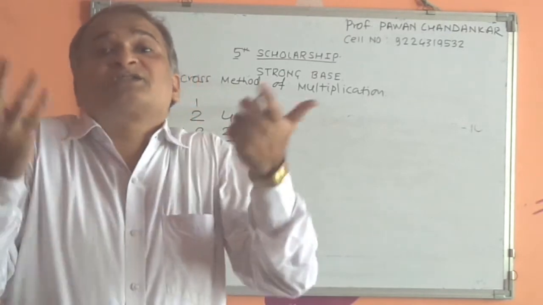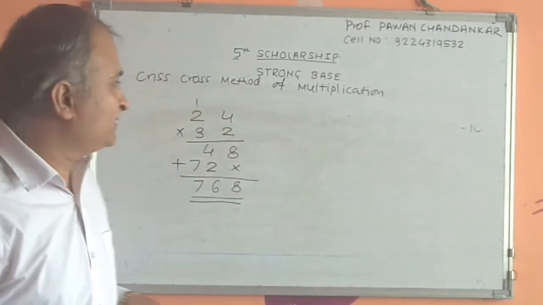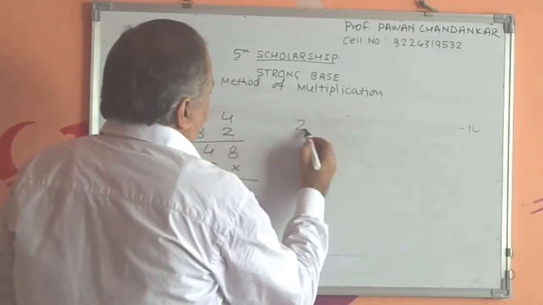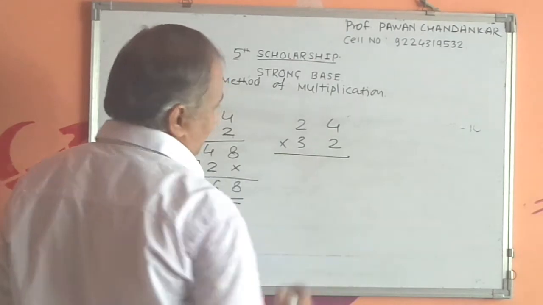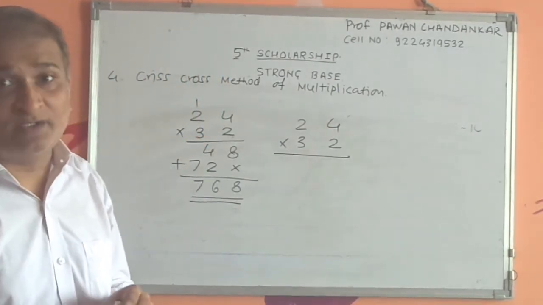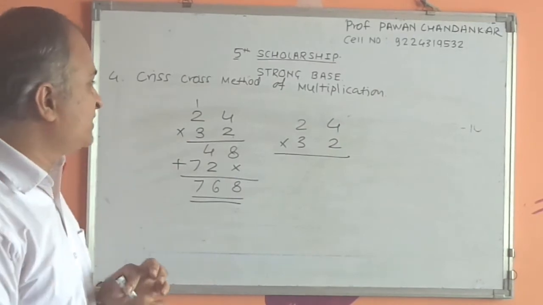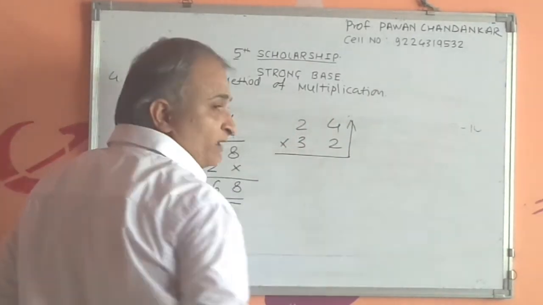We have got the crisscross method of multiplication. Now how does it work? Let's try to understand. I will take the same example. Look at this, kids, what I am doing. First of all, consider the unit digits. Yes or no? At the units place, which numbers do we have? 4 and 2. So do the vertical multiplication.